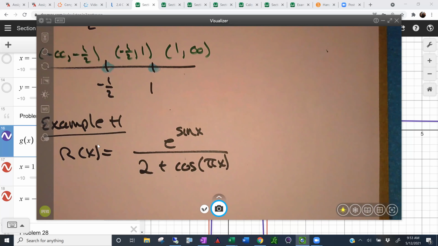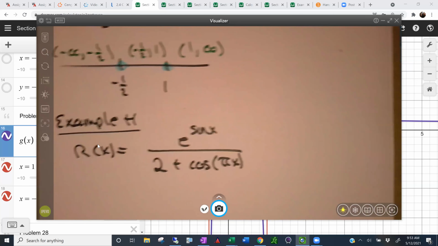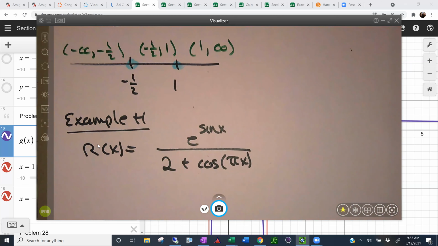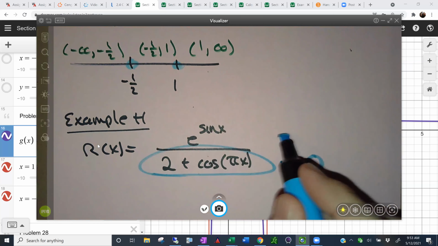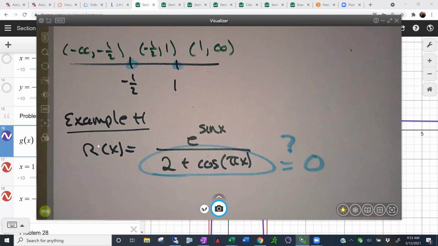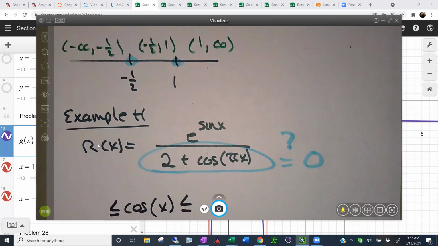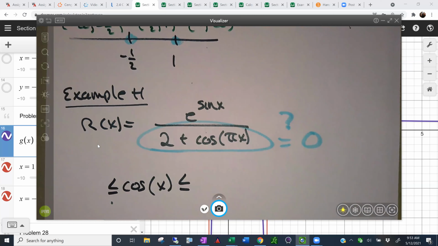Well, we're going to have the same worry on this one that we did with the last one. That is, this could be undefined where the denominator is 0. So does this equal 0? Well, the answer is no. Keep in mind that the cosine function is trapped between what two values? It's trapped between -1 and 1. Cosine never gets bigger than 1 nor less than -1.